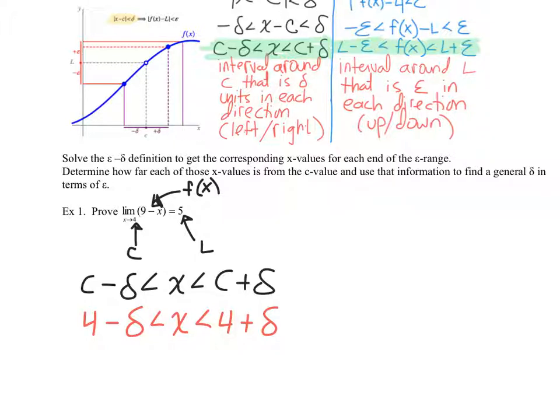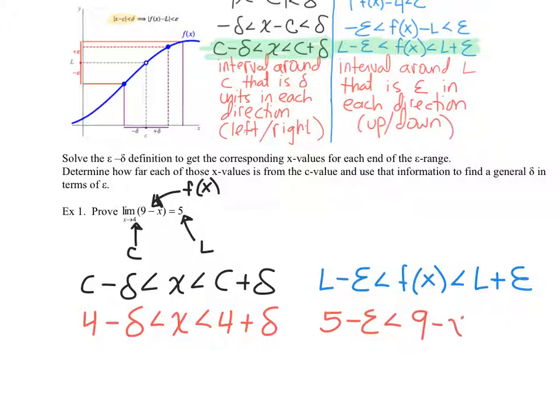Then I have the other one, which is L minus epsilon less than f of x less than L plus epsilon. The L is 5. Epsilon and delta are what we're trying to prove that a relationship exists between. So let's hold that thought. We know what f of x is: 9 minus x. 5 plus epsilon.